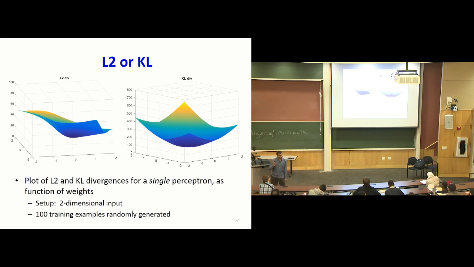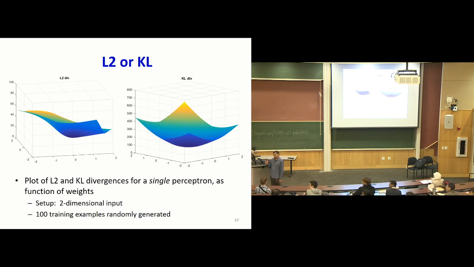Right. Manuel, you're looking puzzled? The shape of the loss function is going to be more or less the same. The details are going to vary based on the training instances, right? And what you will find is that the L2 actually has this flower shape and the KL has the bowl shape.